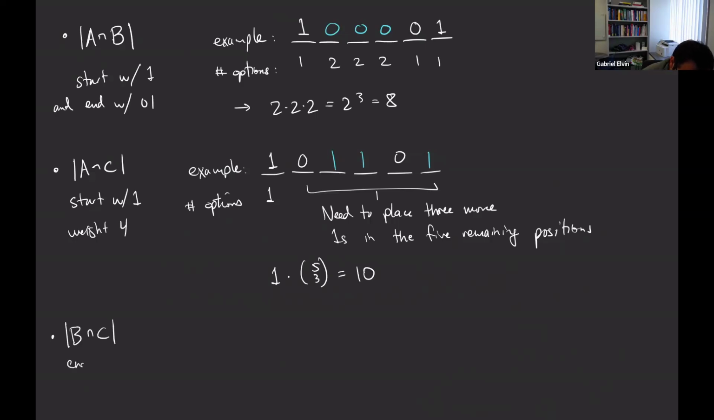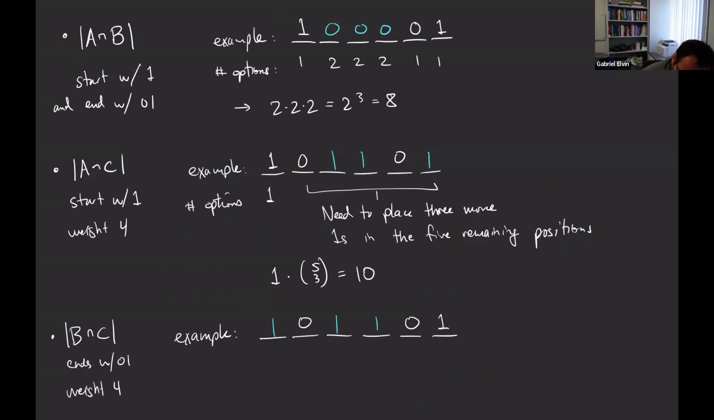So that, remember, ends with 0, 1 and has weight 4. So if we do our little diagram, 1, 2, 3, 4, 5, 6. Because it's in B, it has to end with 0, 1. And because it's in C, I need to figure out how to distribute 3 more ones. I'll do it like that.